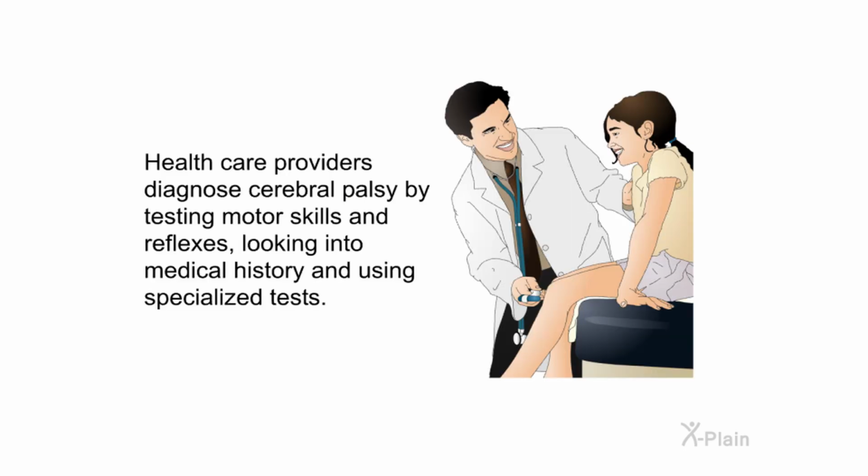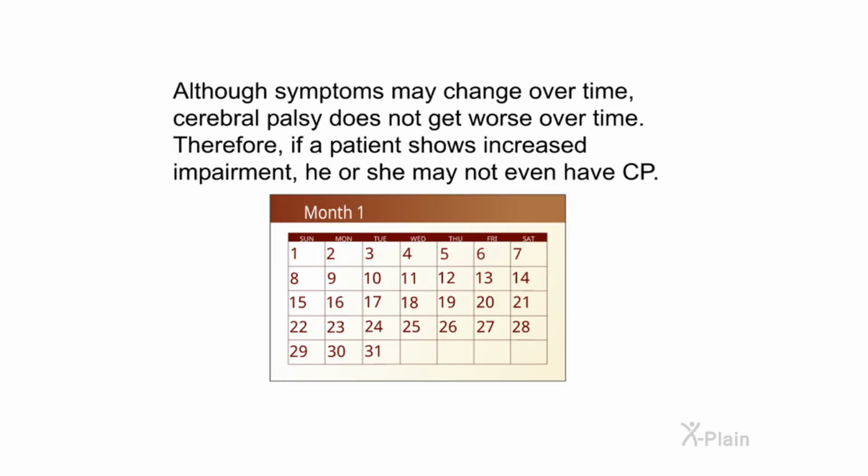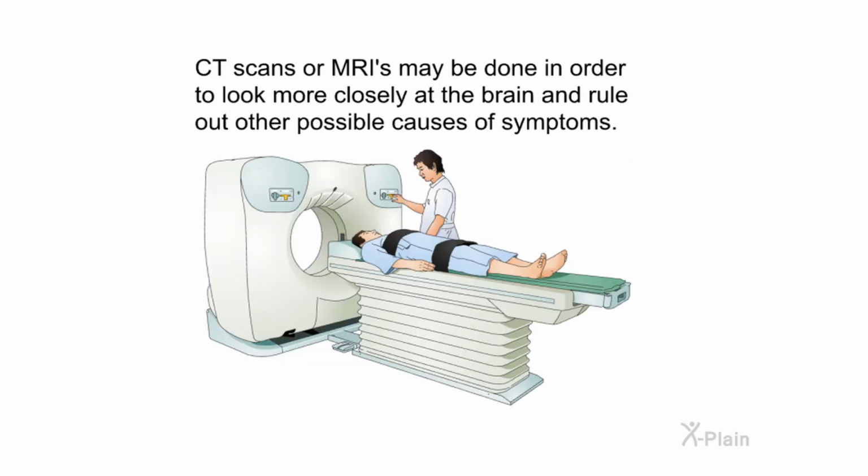Diagnosis. Healthcare providers diagnose cerebral palsy by testing motor skills and reflexes, looking into medical history, and using specialized tests. Although symptoms may change over time, cerebral palsy does not get worse over time. Therefore, if a patient shows increased impairment, he or she may not even have CP. CT scans or MRIs may be done in order to look more closely at the brain and rule out other possible causes of symptoms.